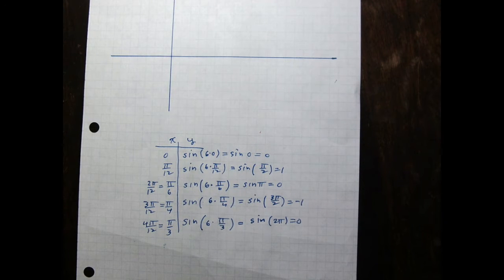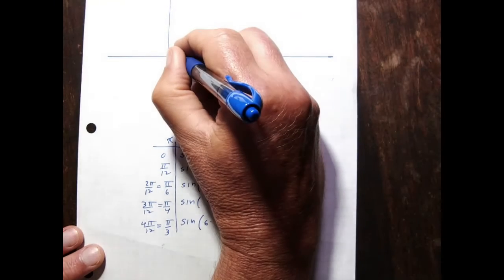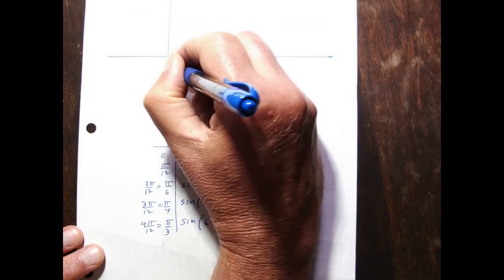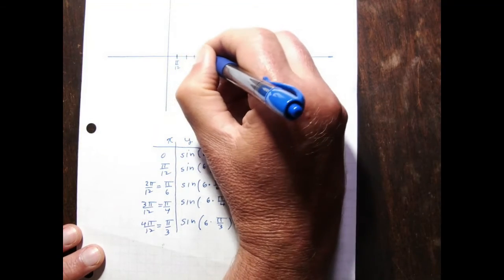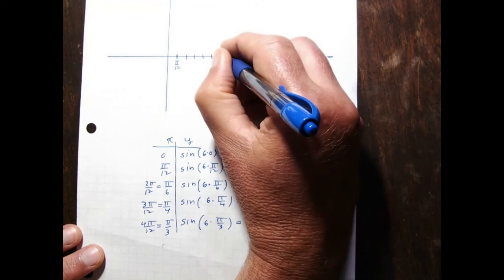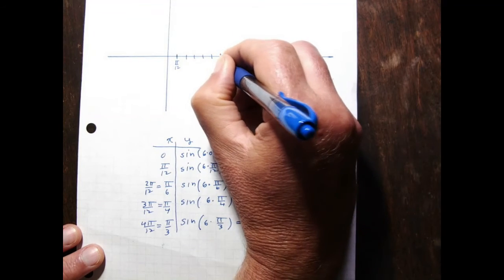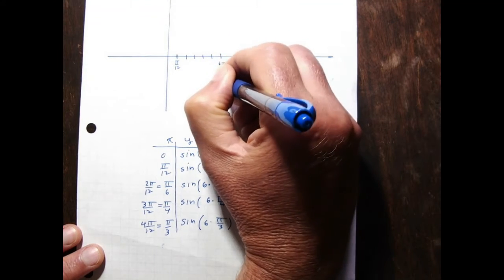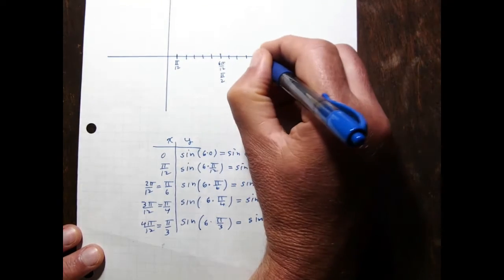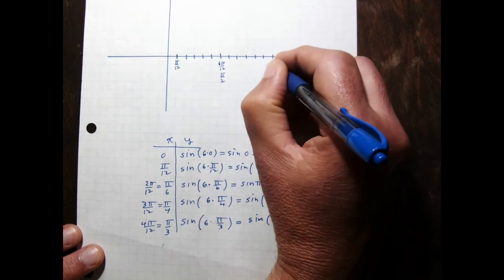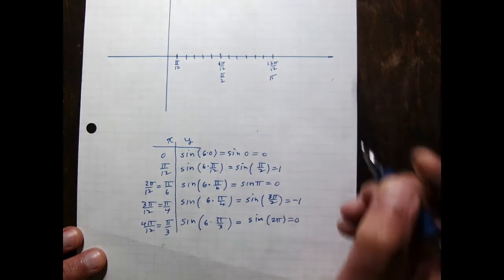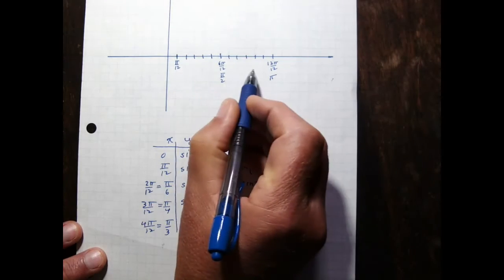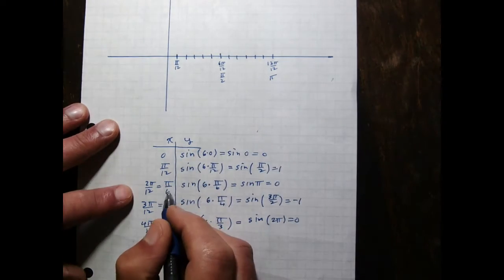Now this is an example where we have to label the axis, and to me the key value here is pi over 12. So I'm going to go pi over 12, 2 pi over 12, 3 pi over 12, 4 pi over 12, 5 pi over 12, 6 pi over 12, that's just pi over 2, 7, 8, 9, 10, 11, 12 pi over 12 is just pi.